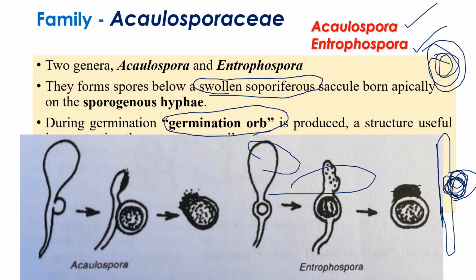I will show you the pictures. For example, in Acaulospora, the spores are produced on the lateral side. This is the saccule. This is the sporogenous hyphae; the spore is produced at the side, that is called lateral, and it is produced on the saccule. When it comes to Entrophospora, it is produced just below this saccule, inside the hyphae. This is the saccule, and this is the hyphae. The spore is produced inside the hyphae. That is the main difference. In Acaulospora, the spore is produced on the lateral side. In Entrophospora, the spore is produced inside the sporogenous hyphae. This is the general difference.